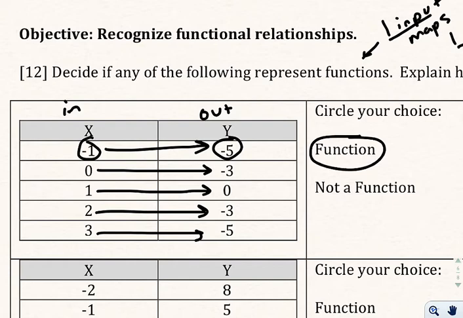Now, I know what some of you are thinking. You're saying, hey, wait a minute, Mr. Collins. There's a -5 and there's a -5. There's a -3 and there's a -3. Okay? How about that repetition? Doesn't that matter? My answer is simply no, it doesn't matter. And here's the reason why.